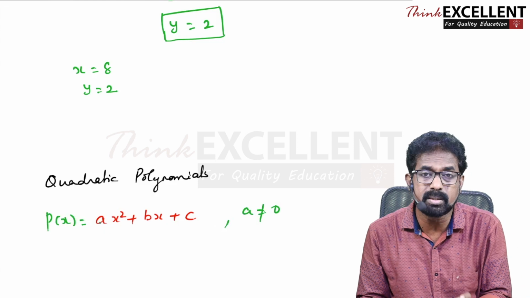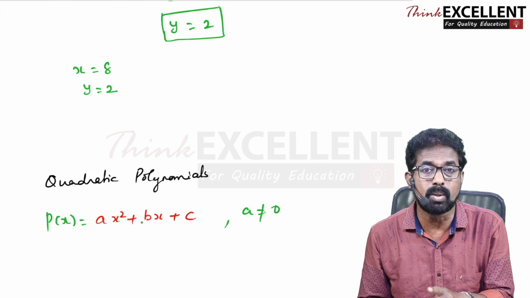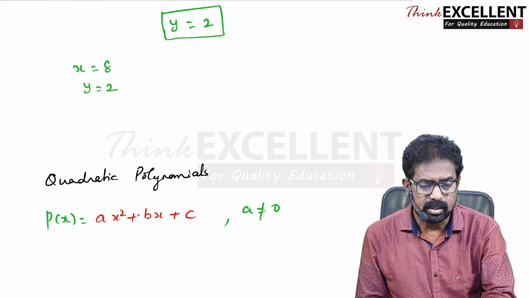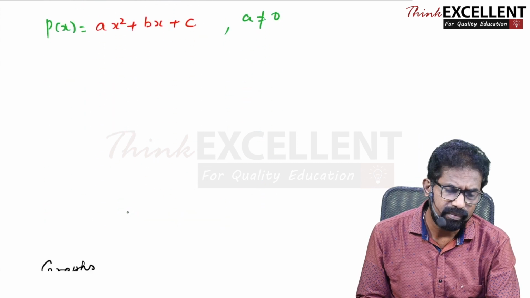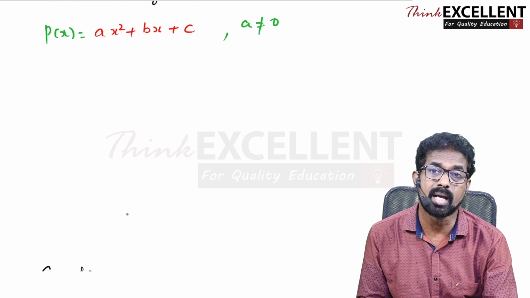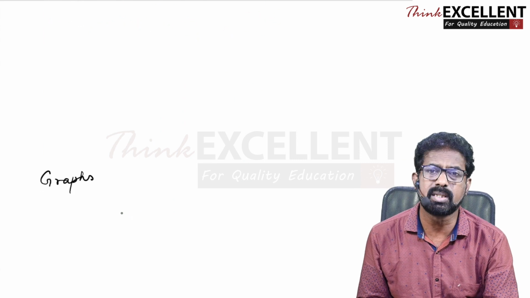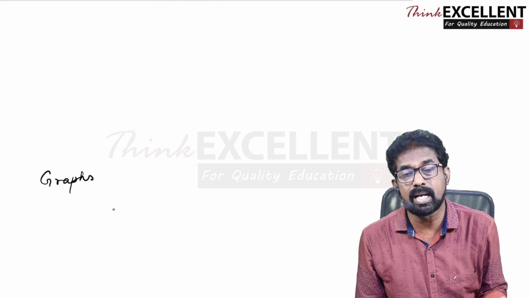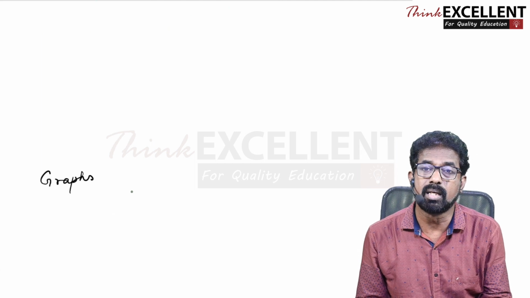Suppose a is 0, it means the first term becomes 0, then the degree will be 1 only, right? x raised to 1. It becomes a linear equation, right? So this is a quadratic polynomial, and every equation has a graph. Suppose it is a linear equation, the graph will be a line. If it is a quadratic equation, you will be getting a curve.